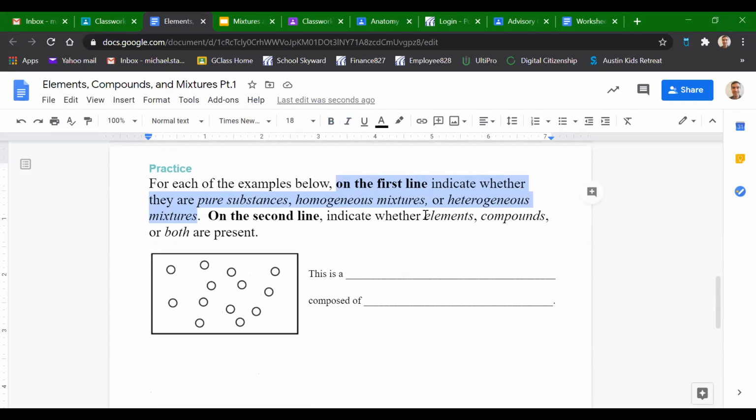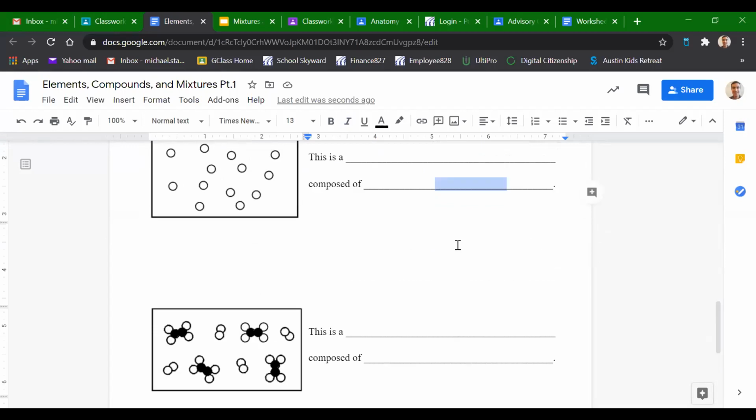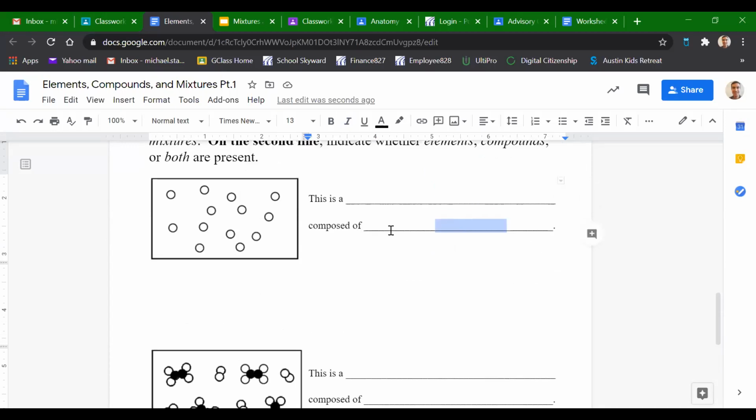And then the second line is where I want you to tell me if there are elements present, if there are compounds present, or if both of them are present. So in a pure substance, it's only going to be one or the other. But in a mixture, you could potentially have compounds and elements all mixed together. So that's what will go on the second line down here. It's element, compound, or both. So today's assignment is pretty short, just these two questions.